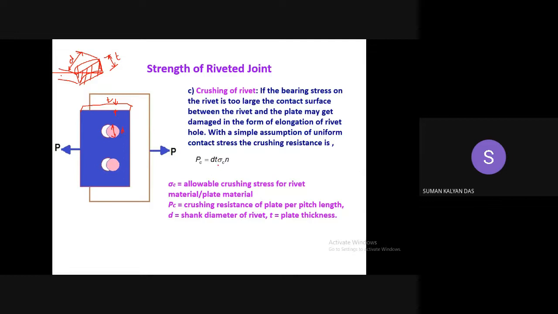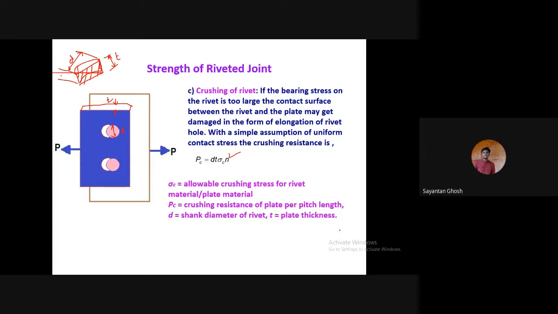Sigma C is the allowable crushing stress for the rivet material or the plate material, whatever. And obviously, if you consider multiple rows of rivets, crushing should happen in all the rows to have an overall failure. So here also n should be multiplied. If it is a single row rivet, n is 1. If it is a double row rivet, it is 2, and so on. Did you understand?